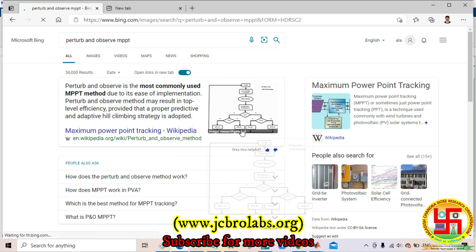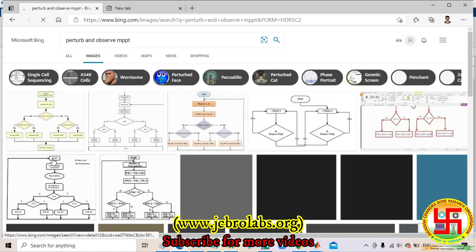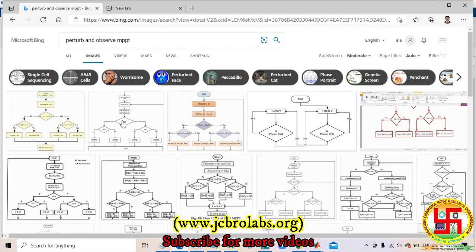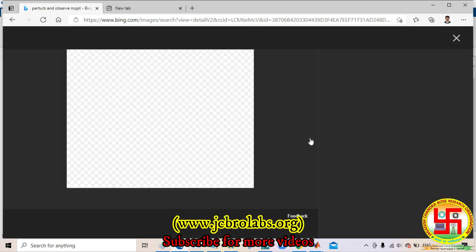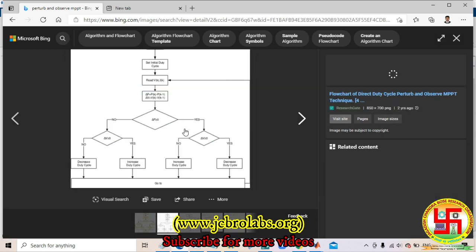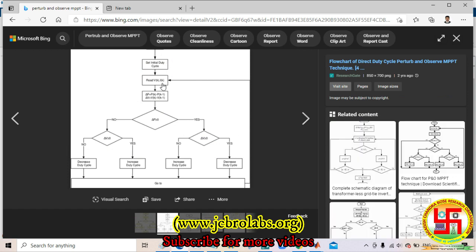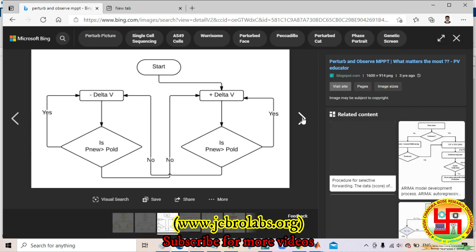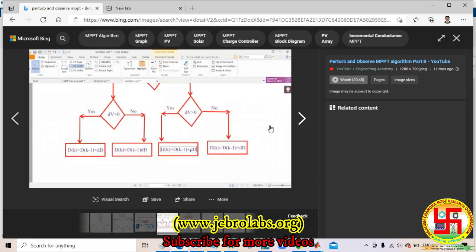The image you can observe here is the flowchart of the perturb and observe algorithm. You can take any one. Set the initial duty cycle, then start. There are different types of MPPT algorithms also.